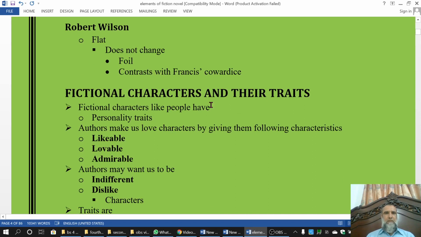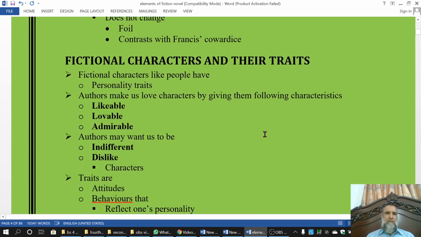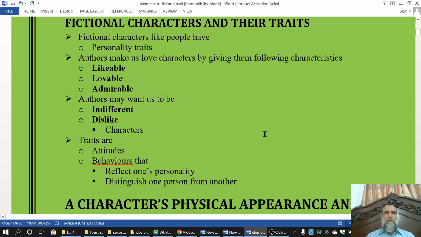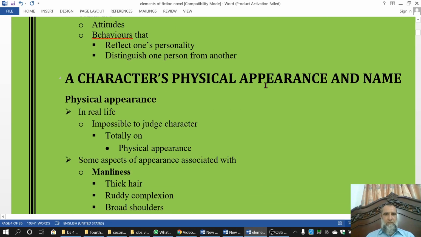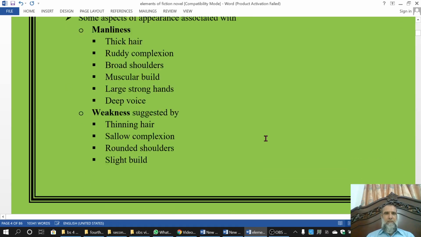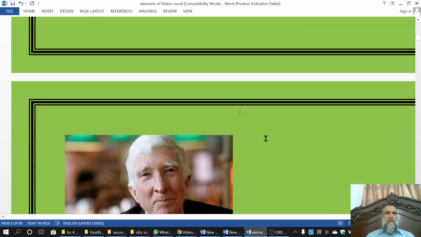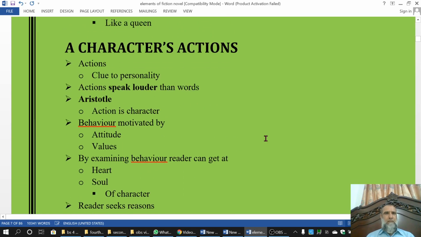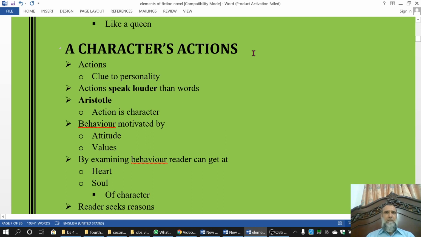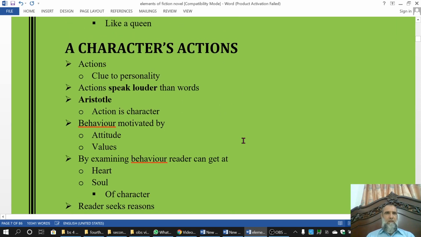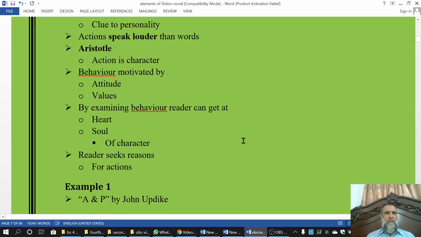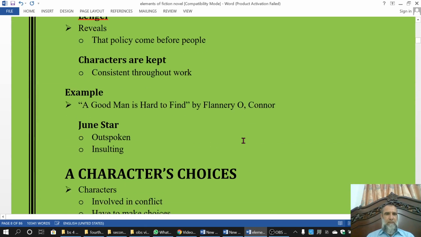Then we discussed the fictional characters and their traits. What are the characteristics of the traits of different characters? Then we discussed the first topic, characters' physical appearance and name. Why are they important and what do they tell us, with examples. Then we discussed characters' actions. Why are the actions important, and how can we understand a character with the help of actions? We did this one with examples again.